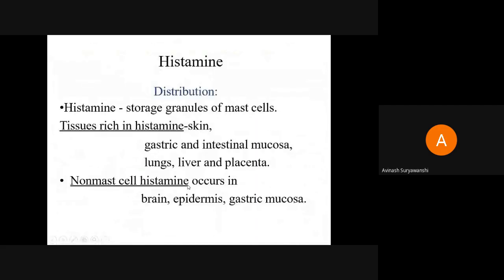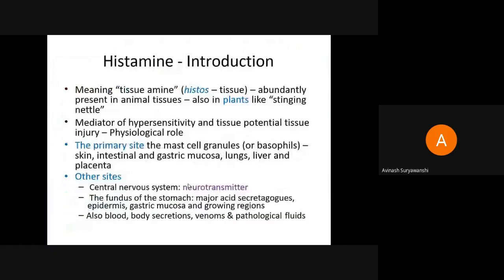I will show you the diagram. Just a second. I guess I missed that diagram.